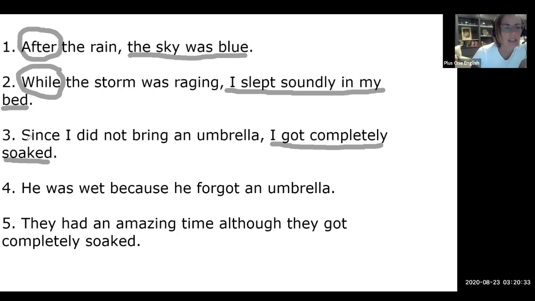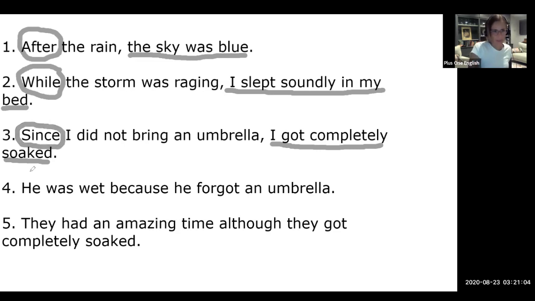Okay, let's look at number 3. Since I did not bring an umbrella, I got completely soaked. I got completely soaked, yes, is the mommy clause. Since I did not bring an umbrella is the baby clause. And if you look, if I remove the word since, and I simply had I did not bring an umbrella, that's a complete sentence. But because we have the subordinating conjunction since, it makes it a dependent clause.